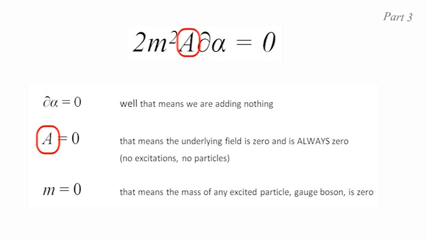Secondly, a could be 0. Well, that means the underlying field is 0, and is always zero. There are no excitations, no particles. A has to be zero. That can't be true. The only other possibility is that the mass of any excited particle must be zero. The mass of the gauge boson must be zero. That is the only sensible possibility.